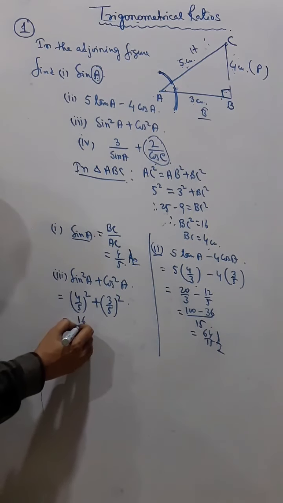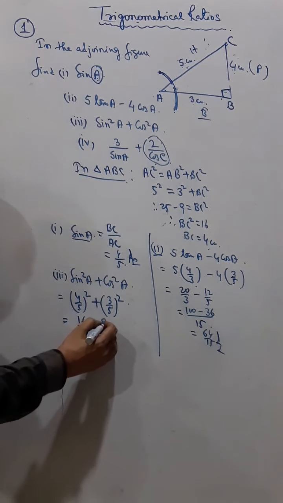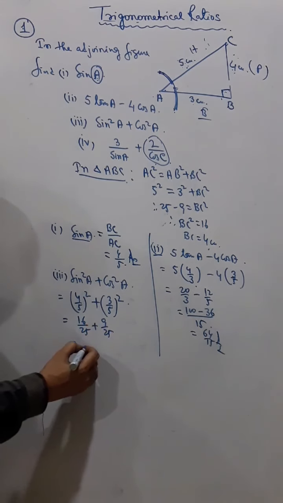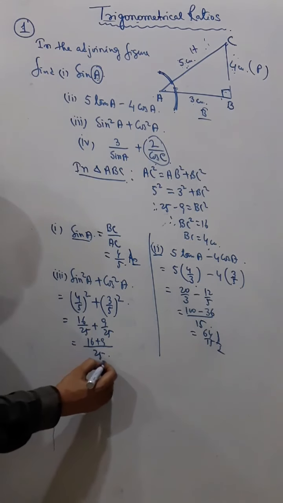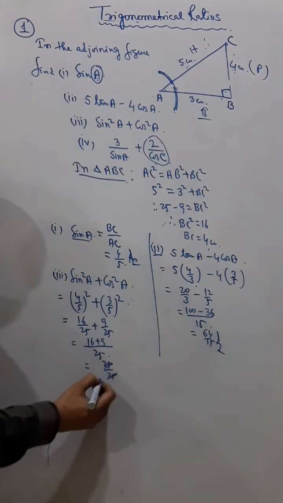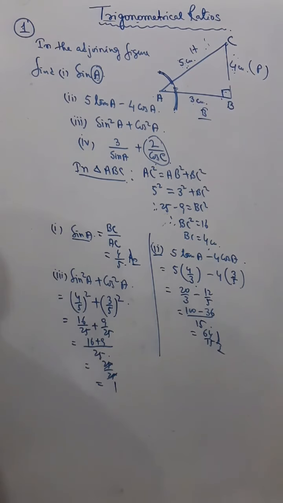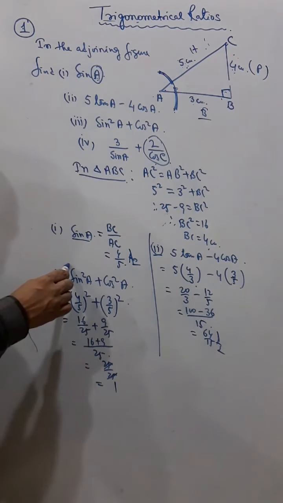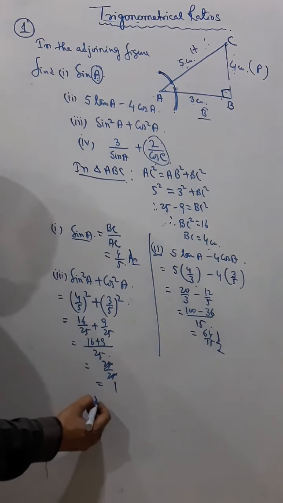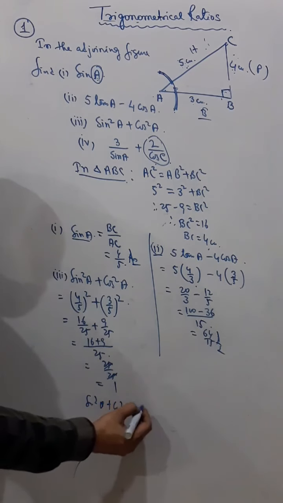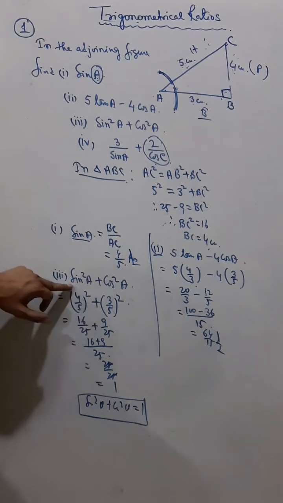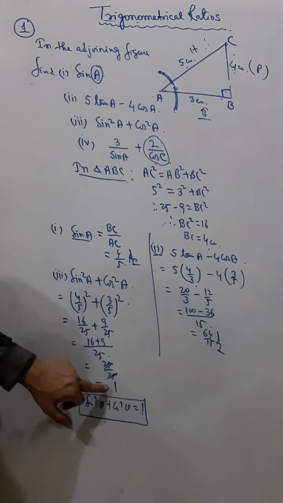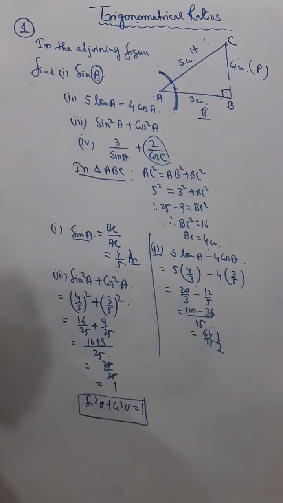We got 16 by 25 plus 9 by 25, and then 25, you can take LCM, 16 plus 9, what we got? 25 by 25, and we get 1. Understand? Now just now in the previous formula list, if you remember, I have told you that sine square theta plus cos square theta is always equal to 1. I have given you a square relation, and you can see here also we are getting that same thing, sine square a plus cos square a, we are getting 1. Okay, so that's number 3.